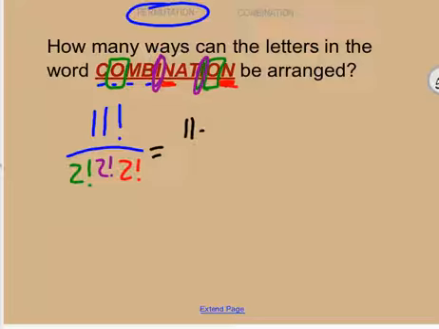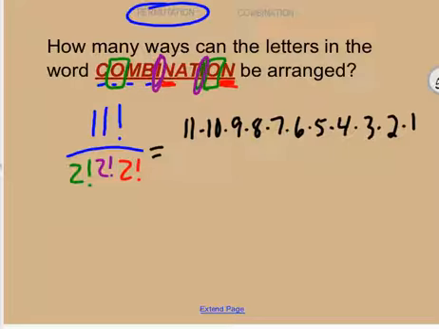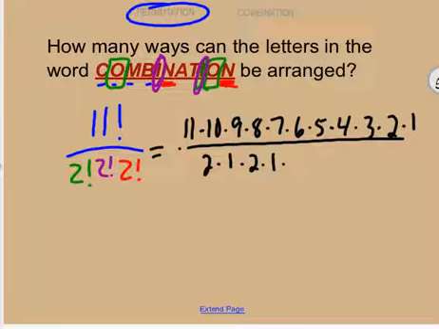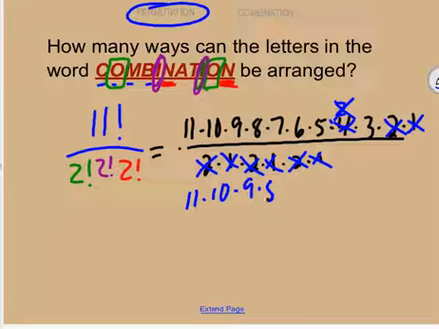So, 11 times 10 times 9 times 8 times 7 times 6 times 5 times 4 times 3 times 2 times 1. All divided by 2 times 1, 2 times 1, 2 times 1. Alright. I'm going to let you in on a little secret here. This is not the best way to do it, so get rid of that 2. Cross the 2's and the 1's off. Cross this 2 off. Cross the 4. Make it a 2. Never mind, I'm just going to cross that off. Now I have to do 11 times 10 times 9 times 8 times 7 times 6 times 5 times 3 in my calculator. And exhale.